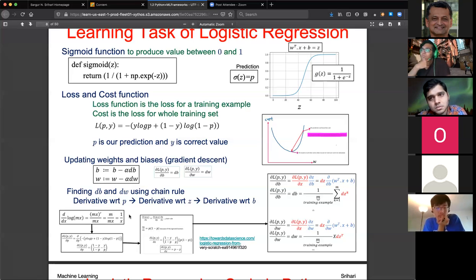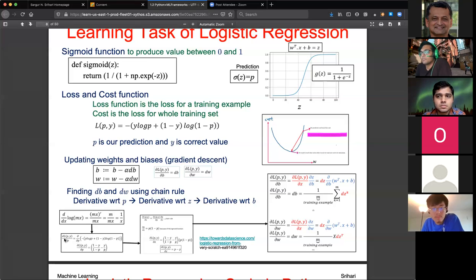Where is that coming from? Because we have logs over here, we need to know something about derivatives. How do you take a derivative of log, right? So that tells us, let's say we are trying to compute the derivative of this quantity, not with respect to B or W, but with respect to P, which we know is explicitly appearing here. There's no B and W here, but there's a P here.